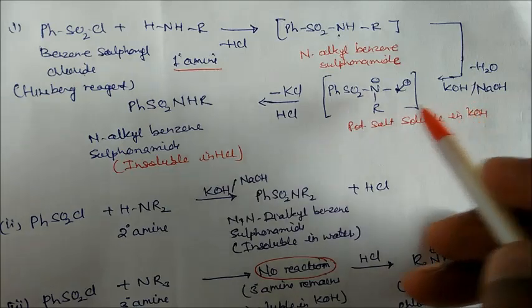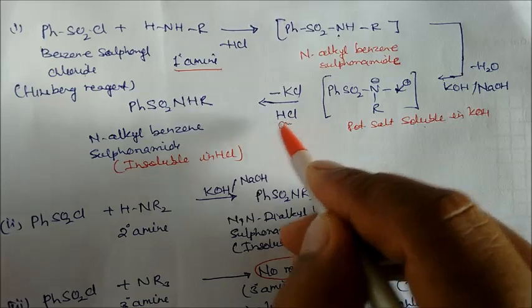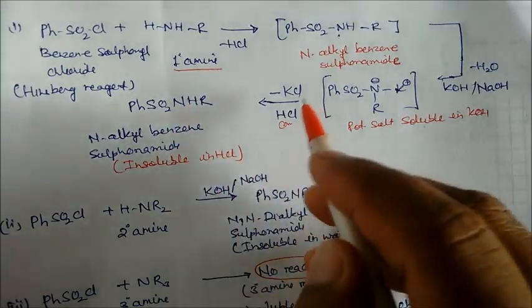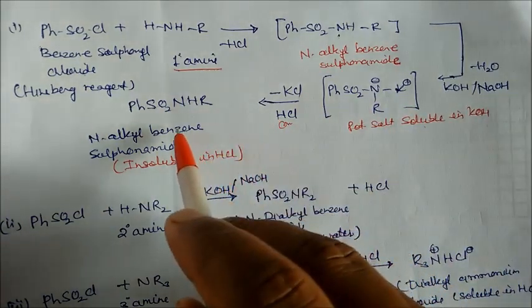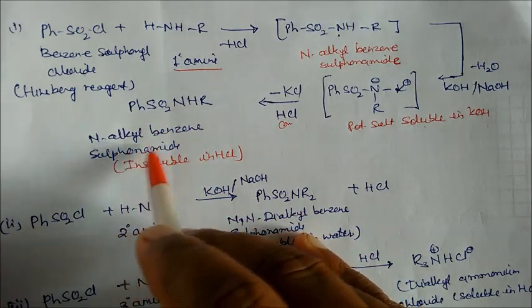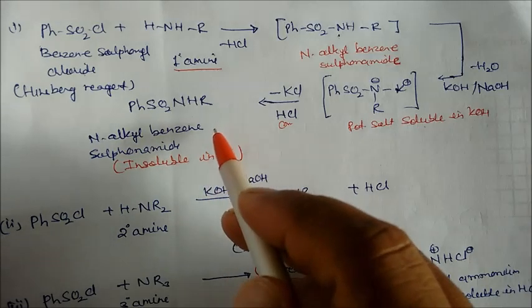But the same product, if you give concentrated HCl, what will happen? This will form a precipitate. It will not dissolve, or it will form a precipitate. So this is called N-alkyl benzene sulfonamide, which is insoluble in HCl. This is the characteristic of primary amines.